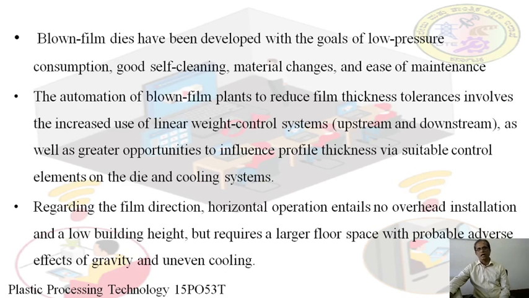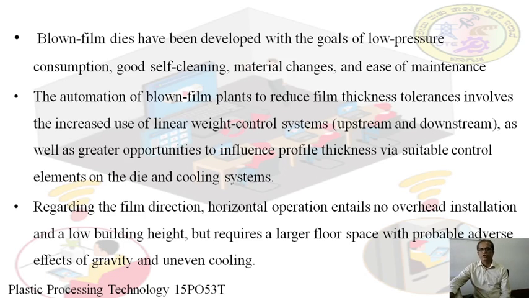Blown film dies are of different sizes, so we must have them. Say for example 4-inch flat width, 6-inch, 8-inch, 10-inch. So different size dies we must have. These blown film dies are circular in shape with a goal of low pressure consumption, good self-cleaning, easy material changes and ease of maintenance. Automation of blown film plants to reduce the film thickness tolerance involves the increased use of linear weight control systems.